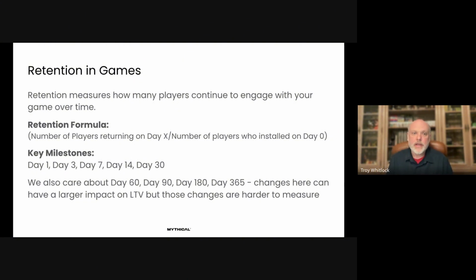We also do care about day 60 and day 90 and day 180 and day 365, but those are really hard to measure the impact of changes to, because you have to wait a really long time to see if the changes you're making in your game have an impact on retention. It takes a really long time to see that impact on LTV. And it's very a priori: before your game has a day 30, it's really hard to know what a day 60 or a day 90 or a day 180 should look like. Those key milestones come with time, as opposed to something you can derive early in your forecast.